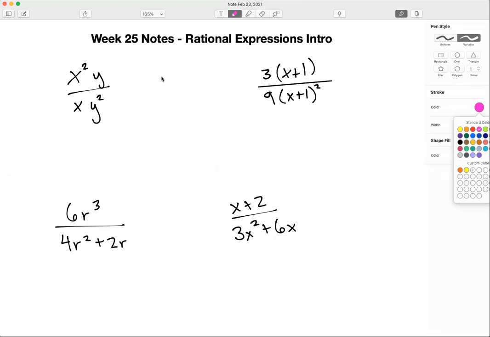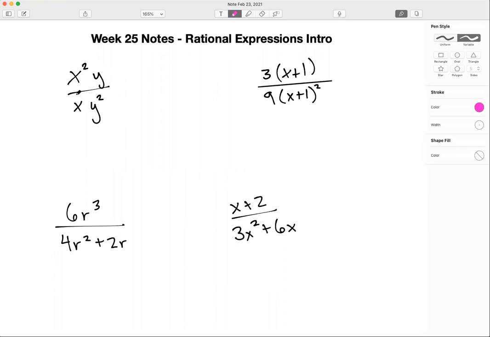All right, so this week we're doing rational expressions, and you probably think by looking at this that this is something totally foreign and something you have never done before. But actually, it's something you have done before. And what we are trying to do here is simplify these, okay?